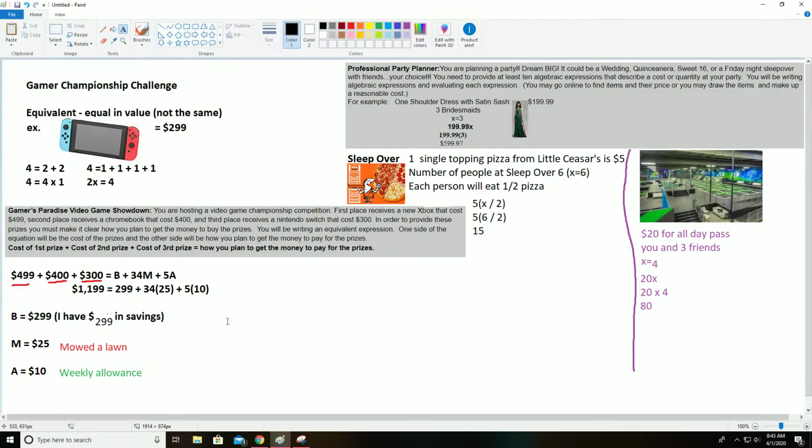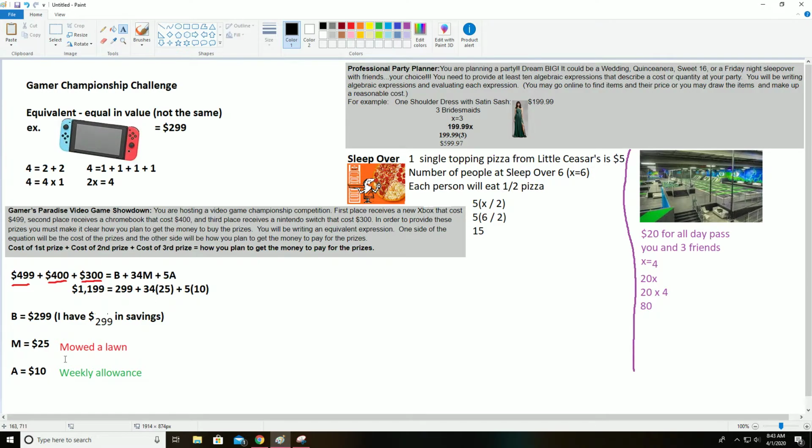Okay, so I had $299 in my savings, so I'm going to use all $299 towards the purchase of buying these video game consoles. Next, I have 34M. I'll tell you where the 34 comes from in just a moment. So the M is represented by 25 because every time I mow a lawn, I get $25. So that's where the M is represented by 25.